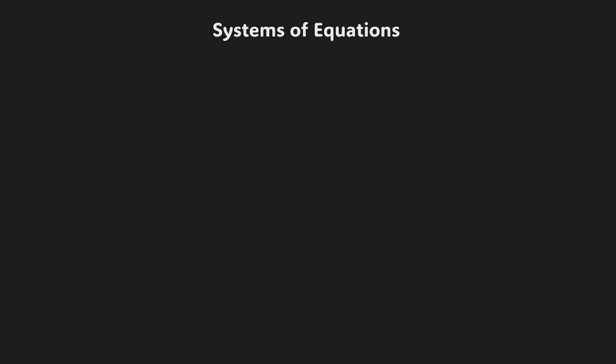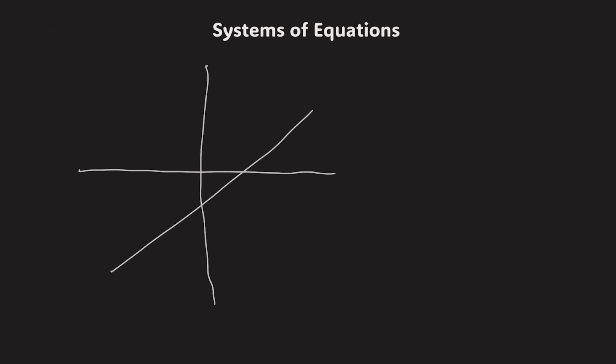So today we're going to be looking at systems of equations. So what is a system of equations? Well, first we need to consider it graphically. A system of equations is two or more lines that are drawn on a coordinate plane like this. It's most commonly just two lines, and the goal of a system of equations is to find out where they intersect.